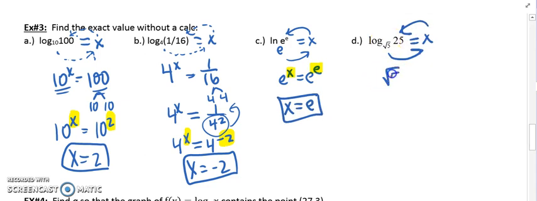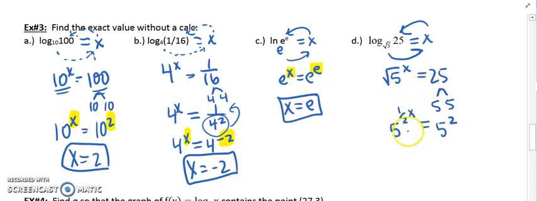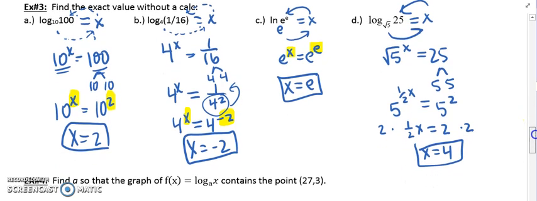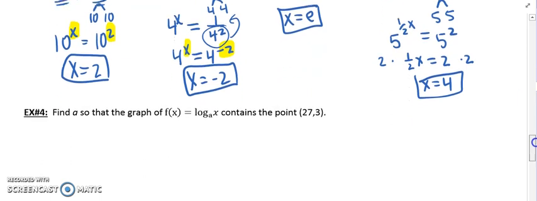Square root of 5 to the x equals 25. Now this looks weird. We got to break up the 25 first, make it 5 times 5. So this is 5 squared. But square root of 5, how do you write that as an exponent? Do you remember? It's 1/2. So now we know that 1/2 x equals 2. You multiply both sides by 2, and x equals 4. And I know I did those quick, but please pause it, write it, go back, rewatch it, etc.